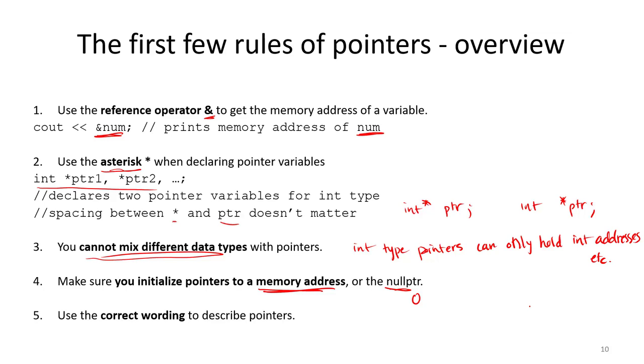And finally, rule number 5. You want to make sure that you sound professional and knowledgeable when discussing pointers, and it turns out there is some correct wording that you want to use. You want to avoid sounding like what we call a noob programmer.